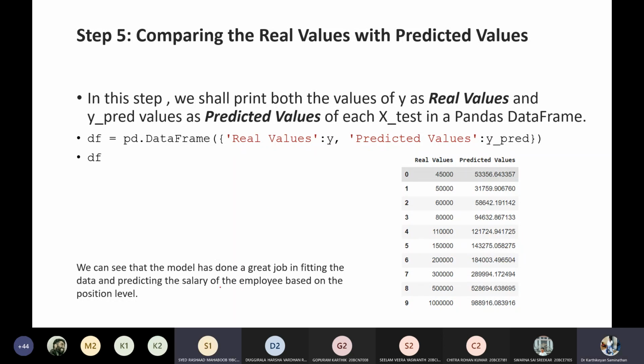We can see that the model has done a great job in fitting the data and predicting the salary of the employee based on the position levels. See here, there are different positions available, real values, and based on that the values are predicted.